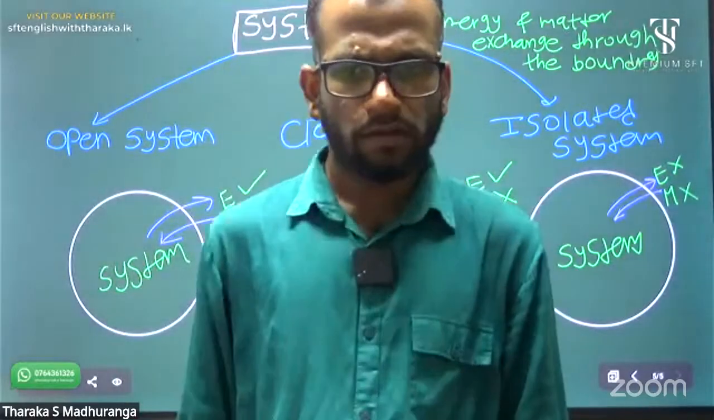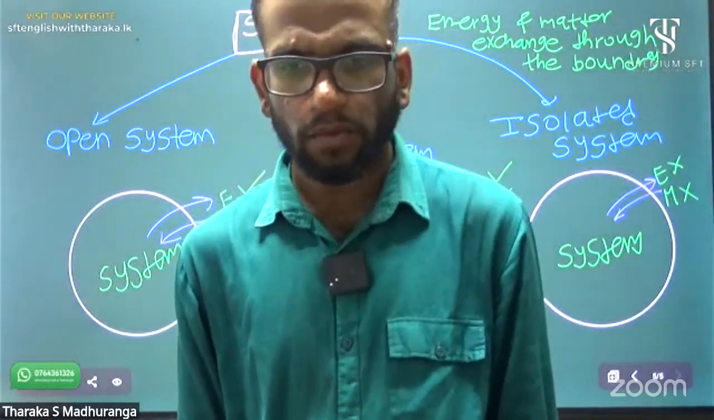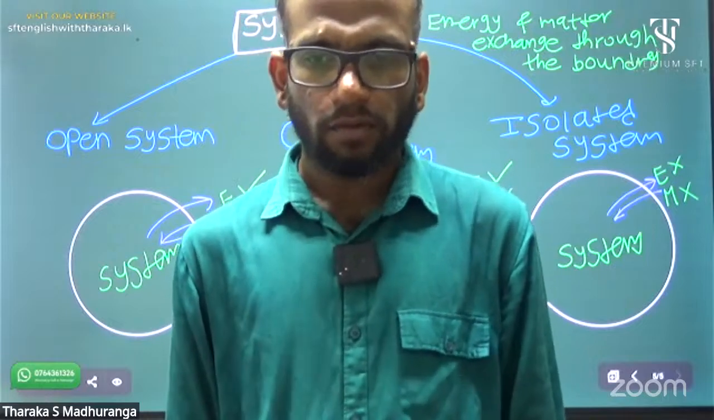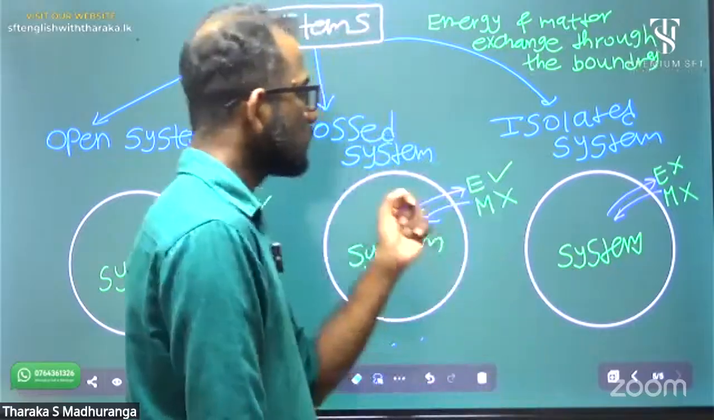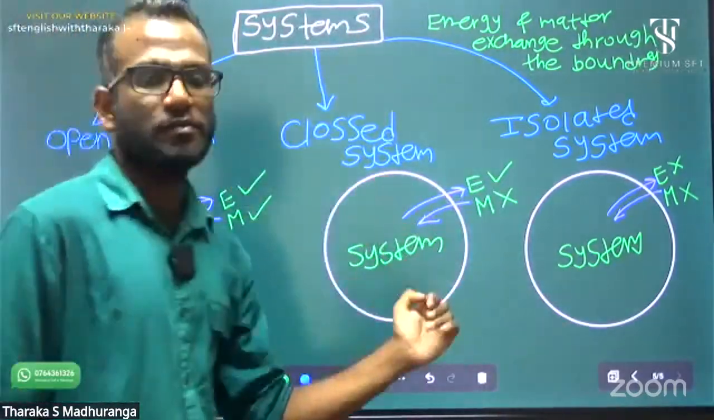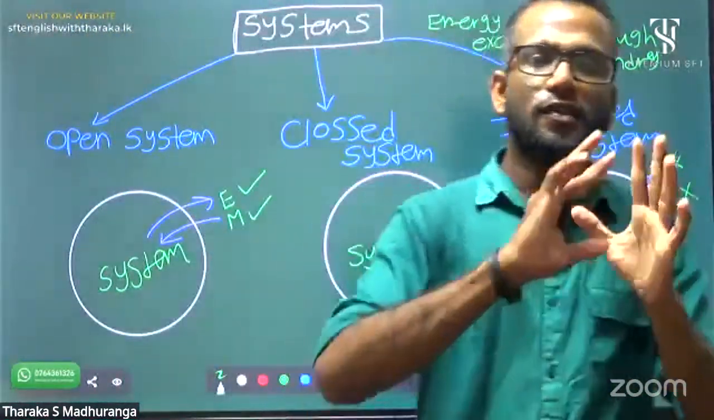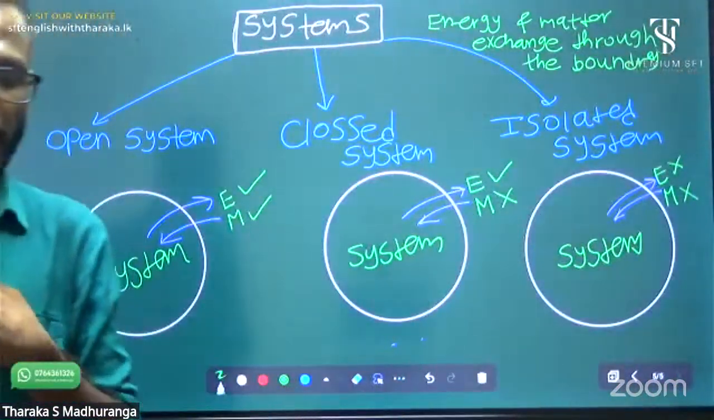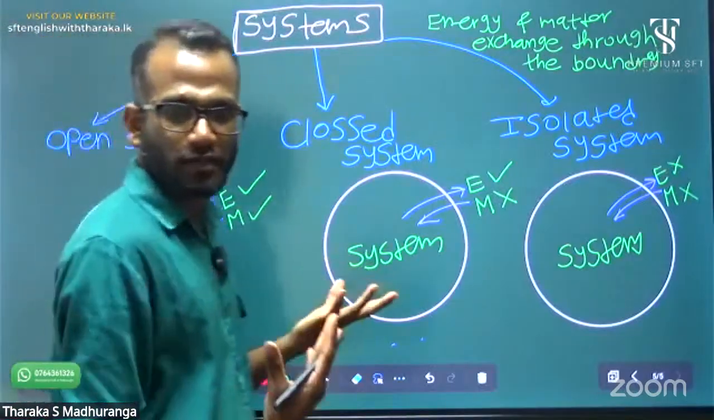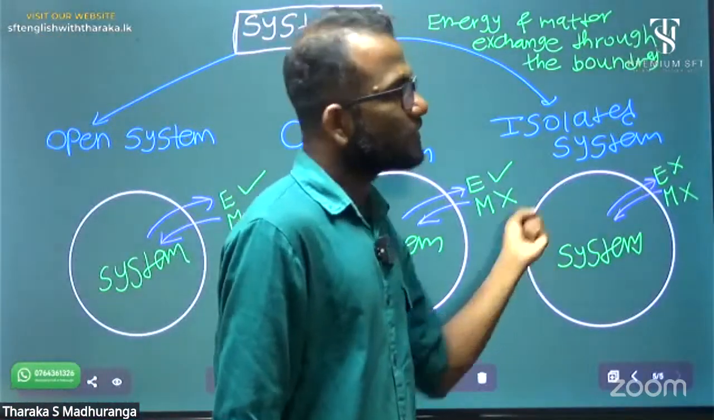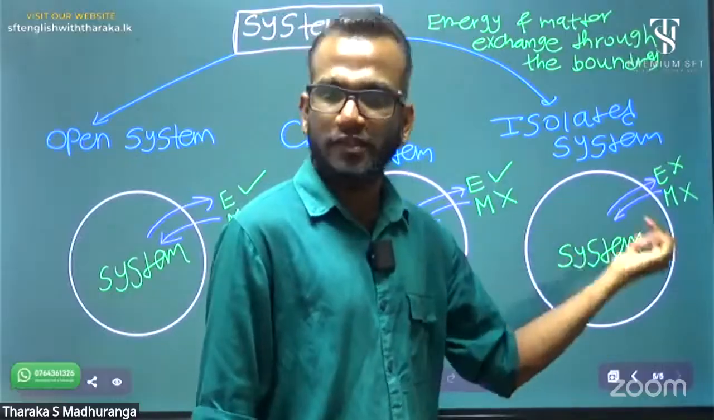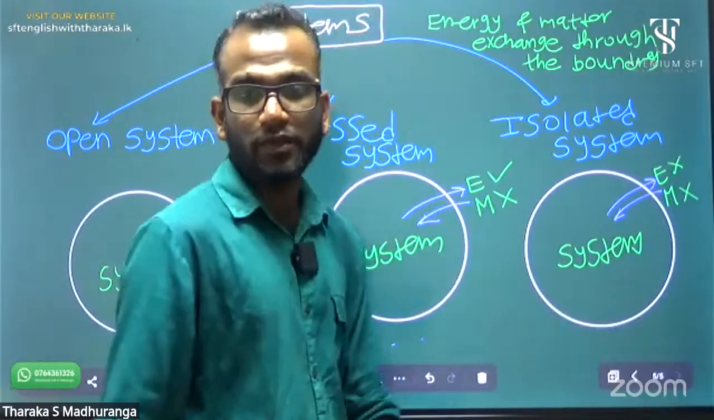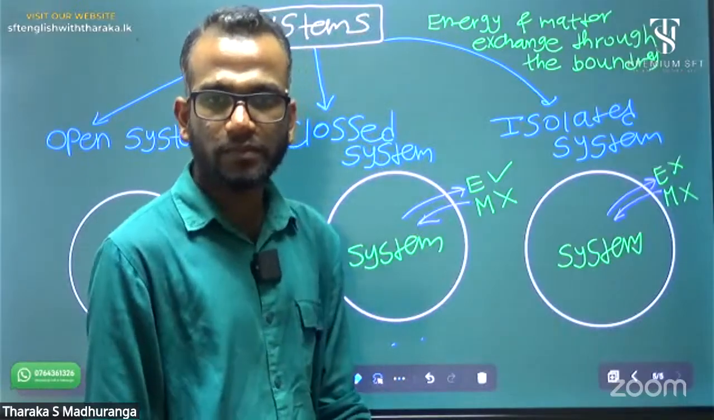Okay, what about the universe? Because there is nothing else outside. Yeah, the universe is an isolated system. If we take the whole universe as a system, yes, that one is also isolated, but normally in our discussions we don't take the universe as a system, right? The selected area from the universe is the system.